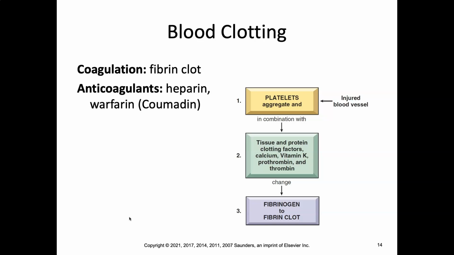All right, how does blood clotting work? You have coagulation, which is a fibrin clot, and you have anticoagulants such as heparin, warfarin, Coumadin, and there are some newer ones that have come out as well. If you have an injured blood vessel, your platelets aggregate, meaning they get all together, and in combination with tissue and protein clotting factors, calcium, vitamin K, prothrombin, and thrombin, they change the fibrinogen to a fibrin clot and stop the bleeding. That is how that process works. So make sure, again, this is another slide you really need to know.